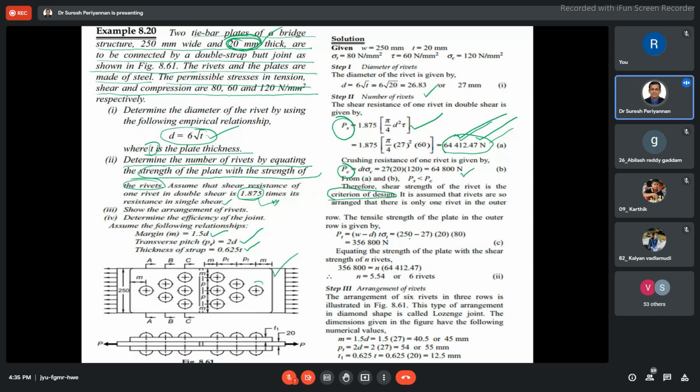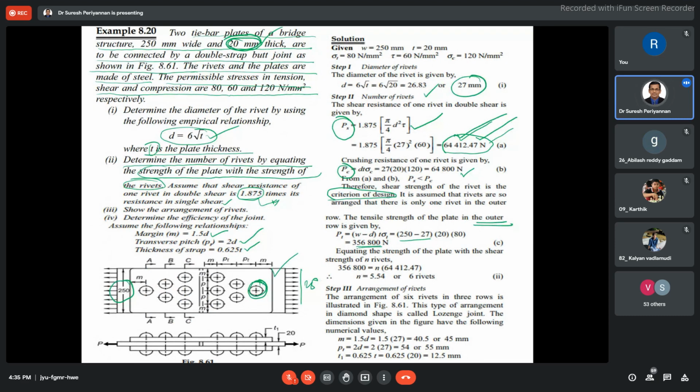W is 250, it is already given. So 250 minus 27. This is already given; we have found it already. 27, now we are considering the outer row. Outer row we are considering 27. Then this is our tensile strength in the outer row.